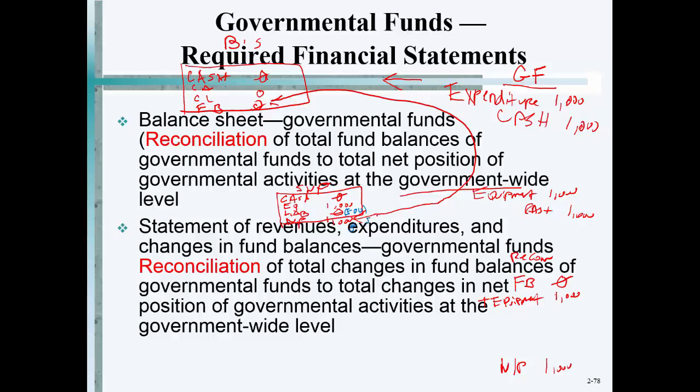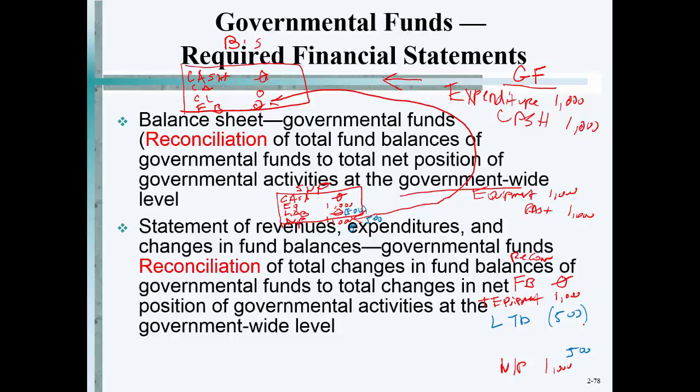Net position is the difference between my assets and liabilities, just like the difference between your assets and your liabilities is your stockholders' equity, right? So the net position is how much? $500 here now, right? Since we now are showing this $500 as our net position, what would we do? I'm going to just say long-term debt. I put in the long-term debt, and when I subtract out the long-term debt, does this thing reconcile?